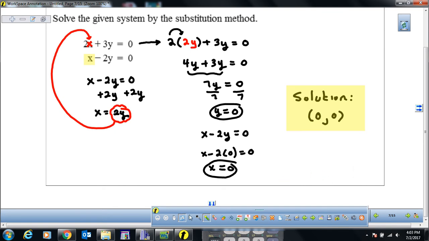And then if you want, remember you have the option that you can substitute these two values back into the original equations to verify if the solution is true. Okay, that is just an additional thing that you can do, which is checking your solution.